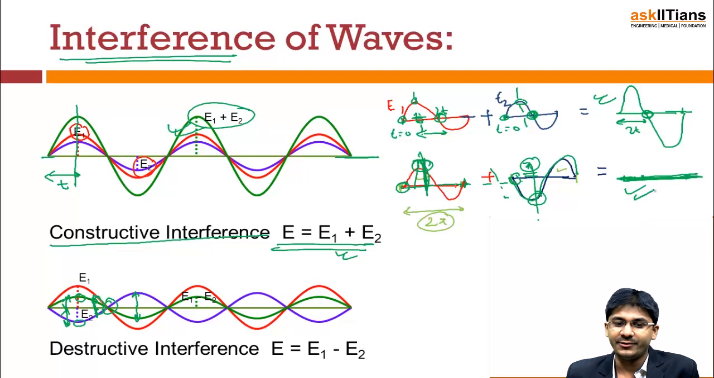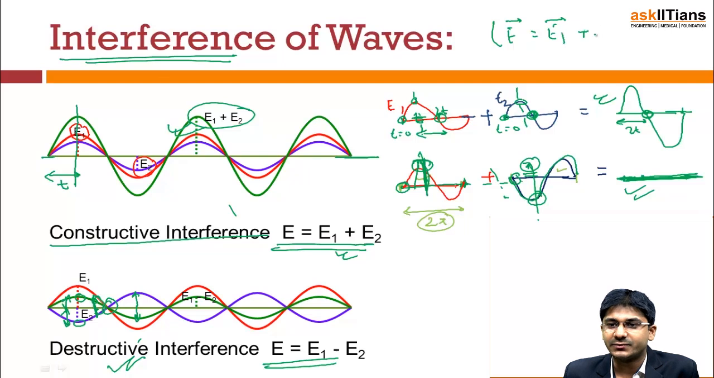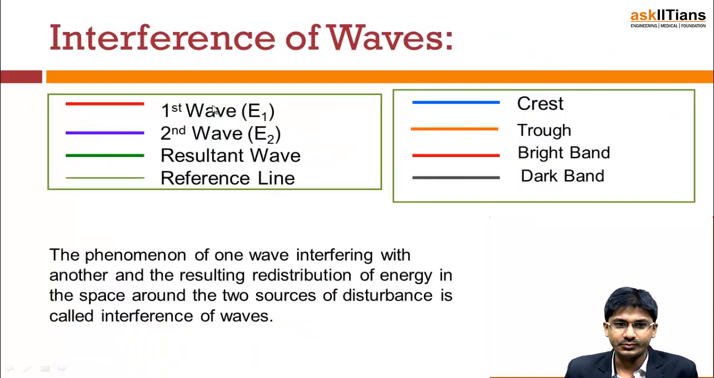Now this kind of behavior is the destructive interference. What is the magnitude that is actually happening? It's E1 minus E2. Okay. Vectorially, what interference means is this. Vector E is vector E1 plus vector E2. Right. So if E1 and E2 have the same sign, what will happen? They will add up. If they have the opposite sign, they will be subtracted. So these are the symbols that we use there.